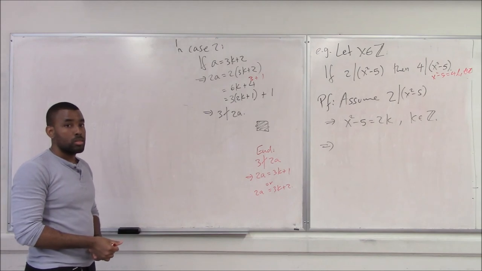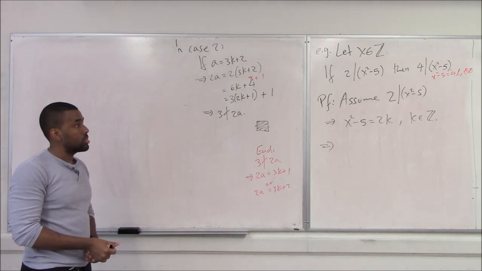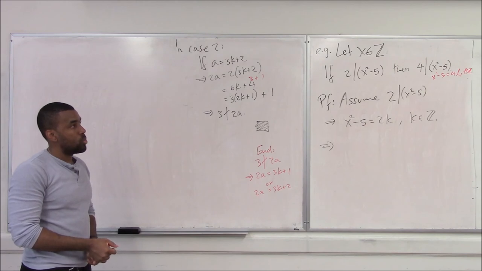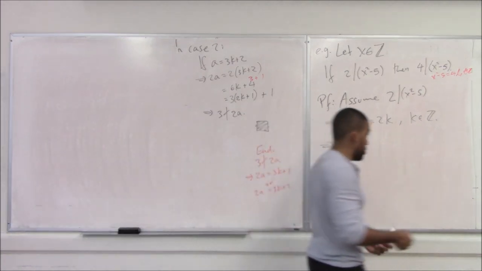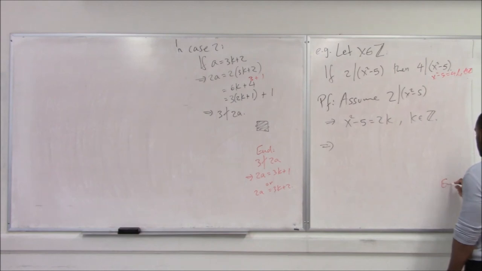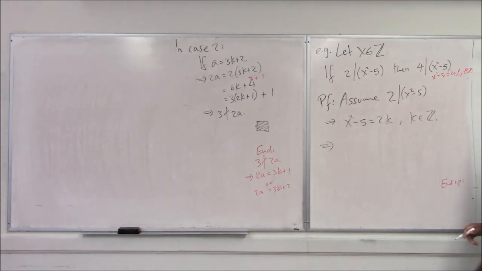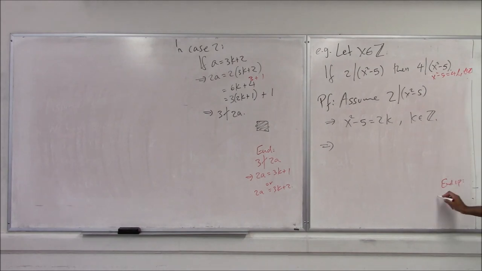Can you just substitute x squared minus 5 for 2k? Can I check on that? What would I need to be able to do here? Where do I want to end up? What would I want to be able to say? There is this: 4 equals 2k. I want to be able to say x squared minus 5 equals 4l, for some integer l. Right?